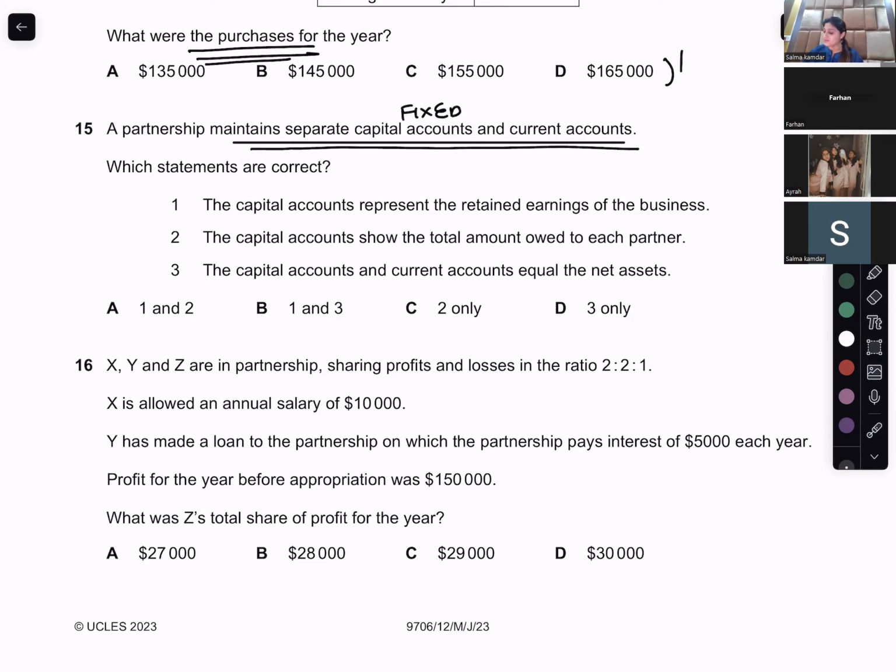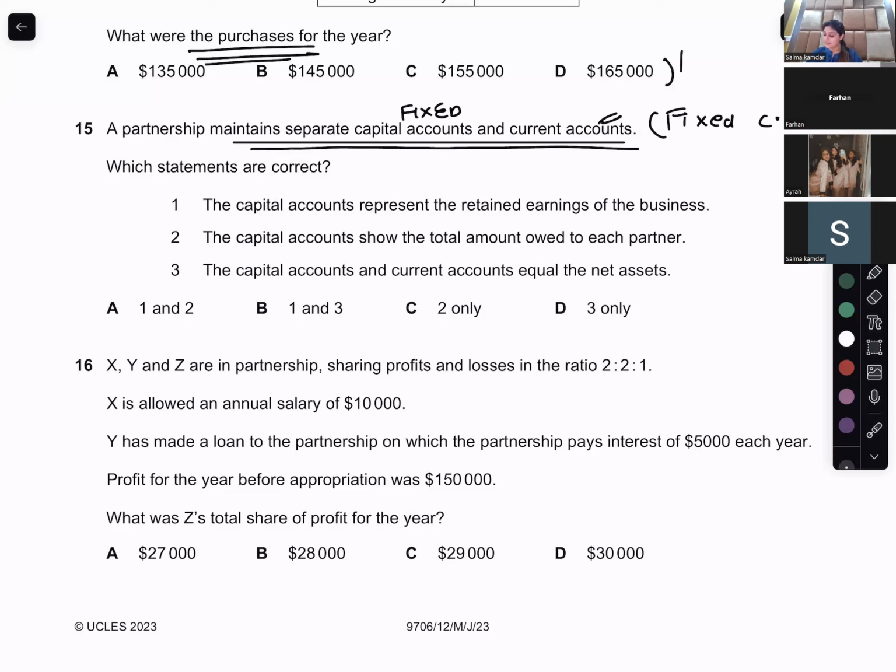And all adjustments you're doing in the current account. So which method are you following? Fixed capital method or fluctuating capital method? Miss, wouldn't it be fluctuating because you're making separate accounts? You're keeping capital at one place. Capital account balance will not change. So it's fixed. So this is the fixed capital account method.